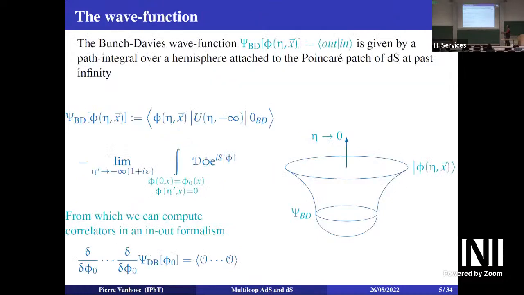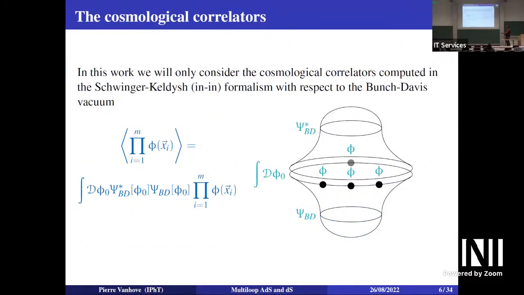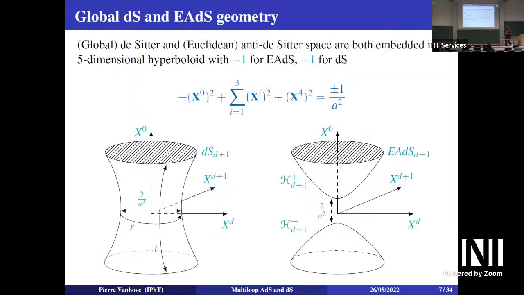So this guy is defined from phi 0. So the phi 0 you integrate over it, and then you glue the two of them, and then in the middle you have your operators like that. Okay. And this is what we are going to compute, and I will show you that you can analytically compute them by some trick. So this is the geometry of your de Sitter space.